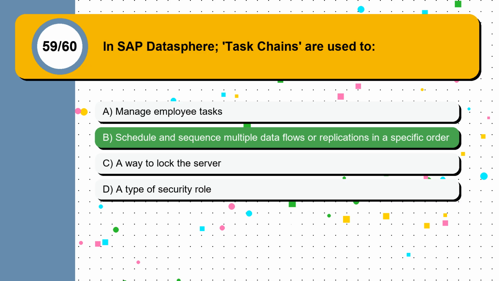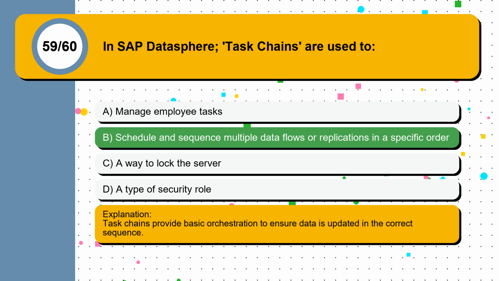The correct answer is option B, schedule and sequence multiple data flows or replications in a specific order. Task chains provide basic orchestration to ensure data is updated in the correct sequence.